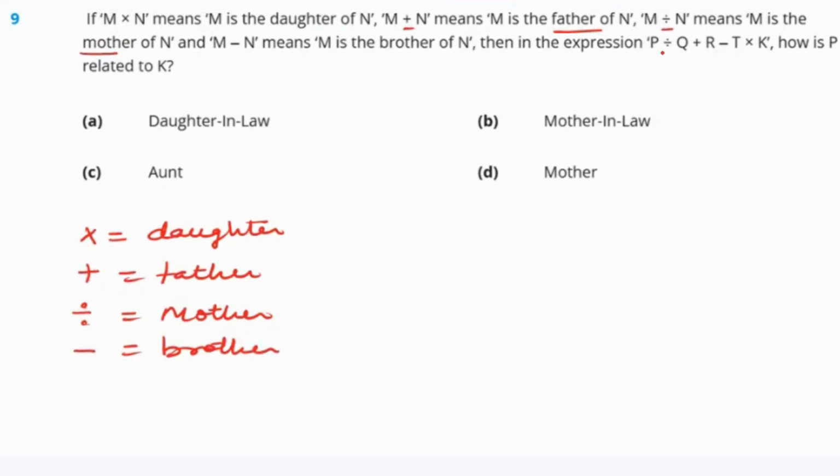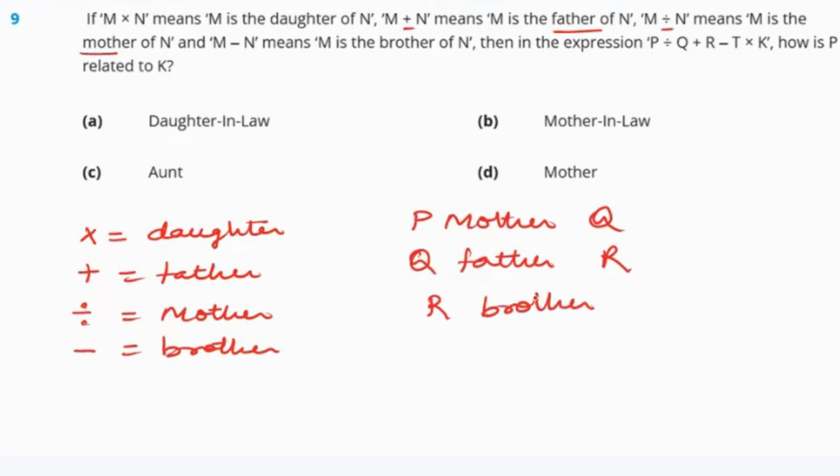Now the question is saying P divided by Q, which means P is the mother of Q. Now Q plus R, which means Q is the father of R. Okay. And R minus T, which means R is the brother of T. And T times K, which means T is the daughter of K.